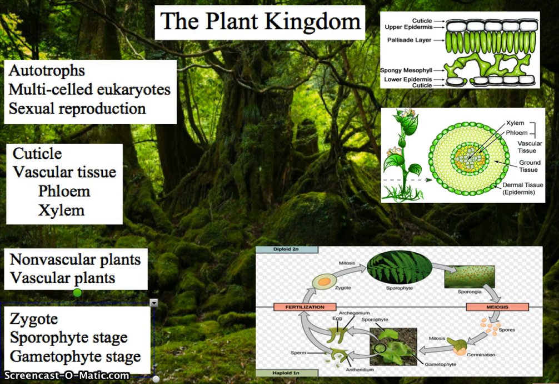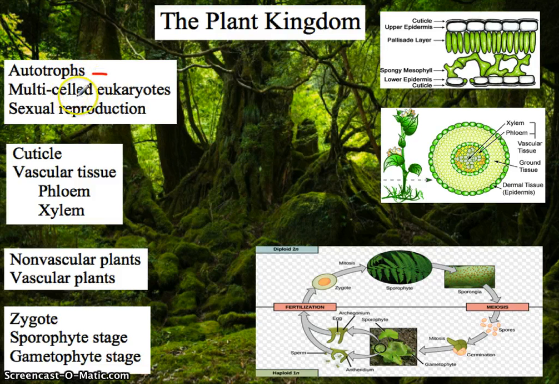Today's topic is going to be the plant kingdom. There's a lot to the plant kingdom, some of which you already know. You know, plants are almost always autotrophs. They make their own food. They are multi-celled, usually something you can see.